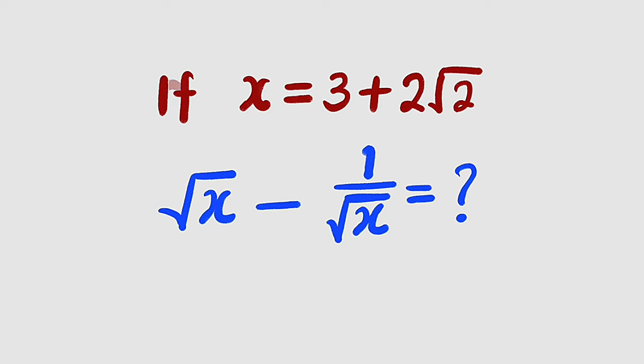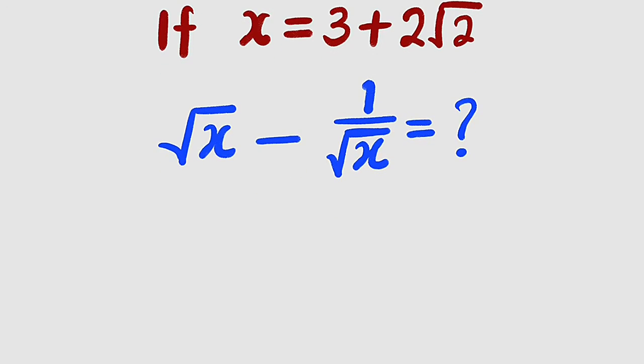In this tutorial we are going to find a solution to this Olympiad mathematics question. The question reads: if x is equal to 3 plus 2 root 2, we are asked to evaluate the square root of x minus 1 divided by the square root of x. I'm going to present you two methods, and we are going to start with the first method right now.